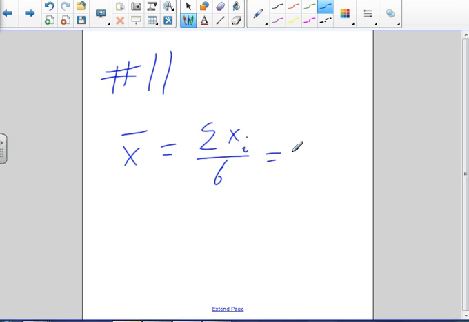10, 20, 30, 40, 52. 52 over 6? That's what you do. Eight and 2/3.